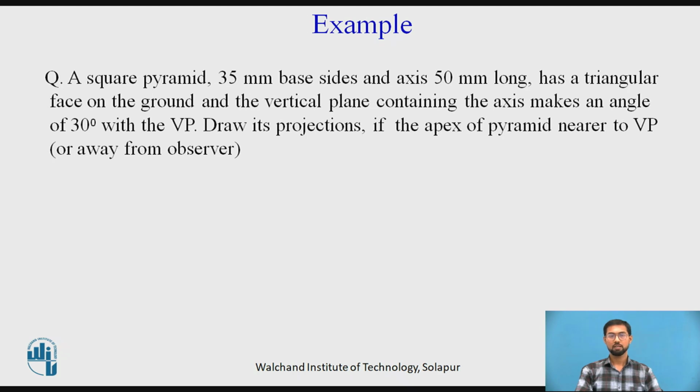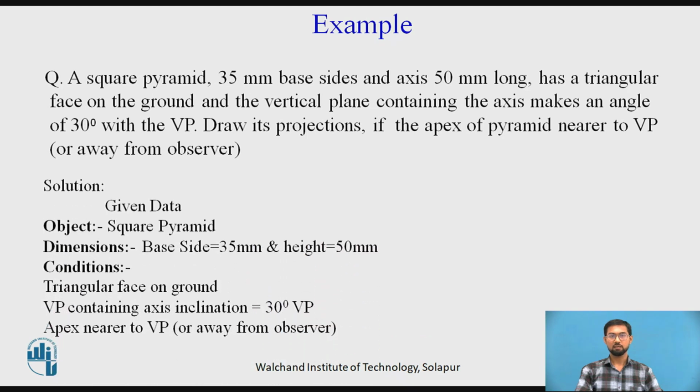Before going to solve this example, we will write down the given data. Our object is a square pyramid, which will look like this, whose base is a square and the top will be the apex. Dimensions: base side is 35 mm for the square, and height 50 mm, that is, axis height or height of the pyramid is 50 mm. Conditions: a triangular face on the ground.